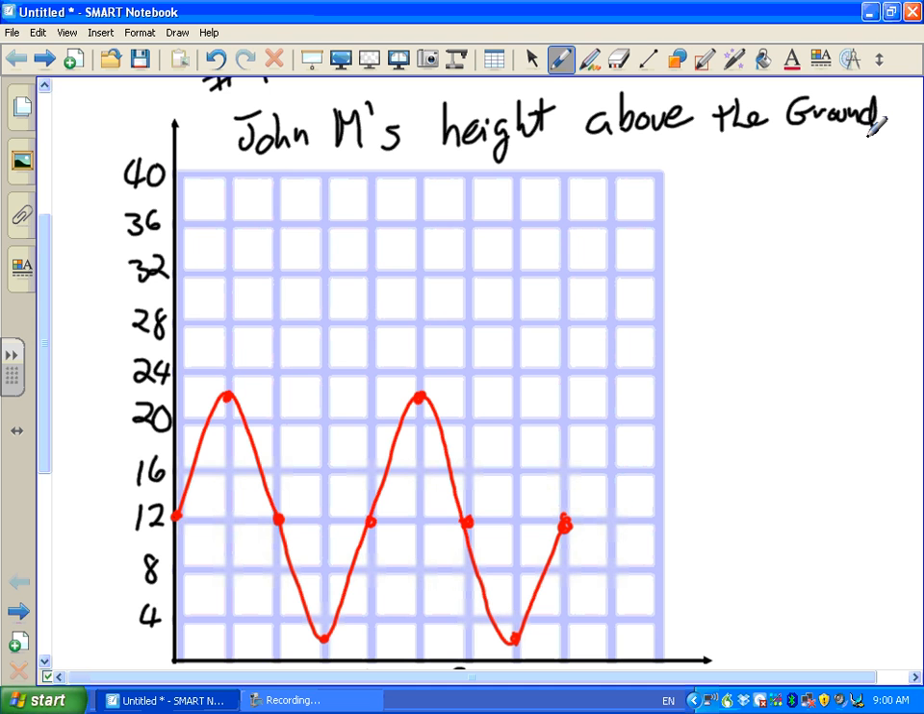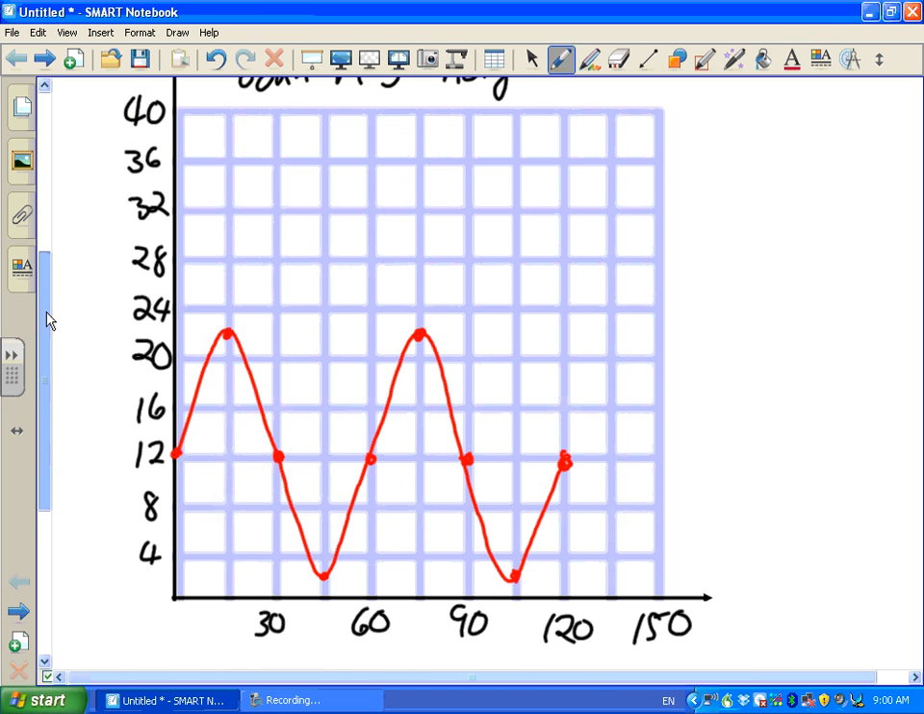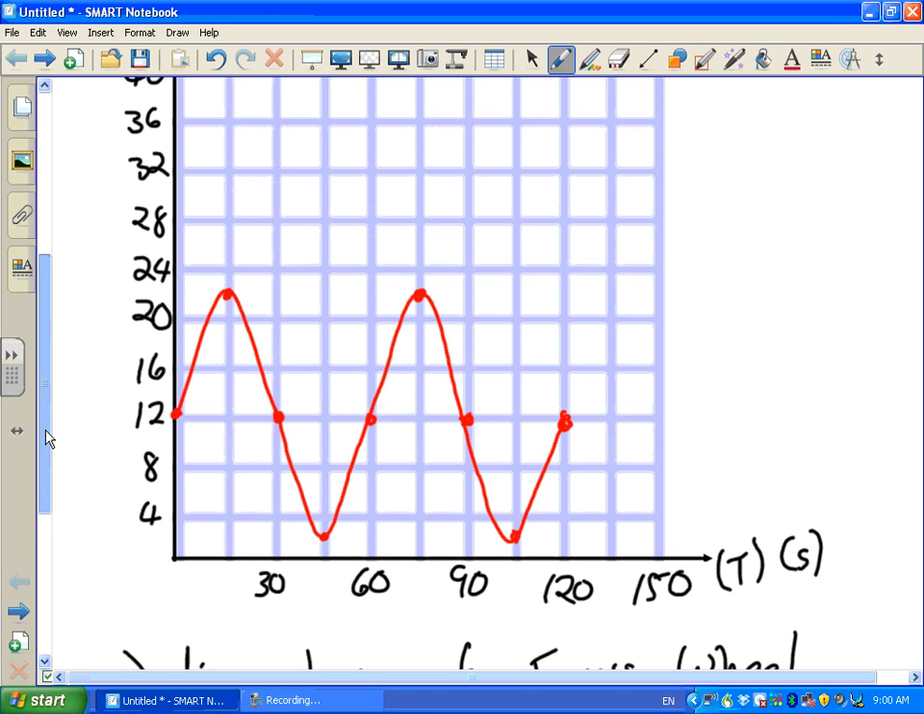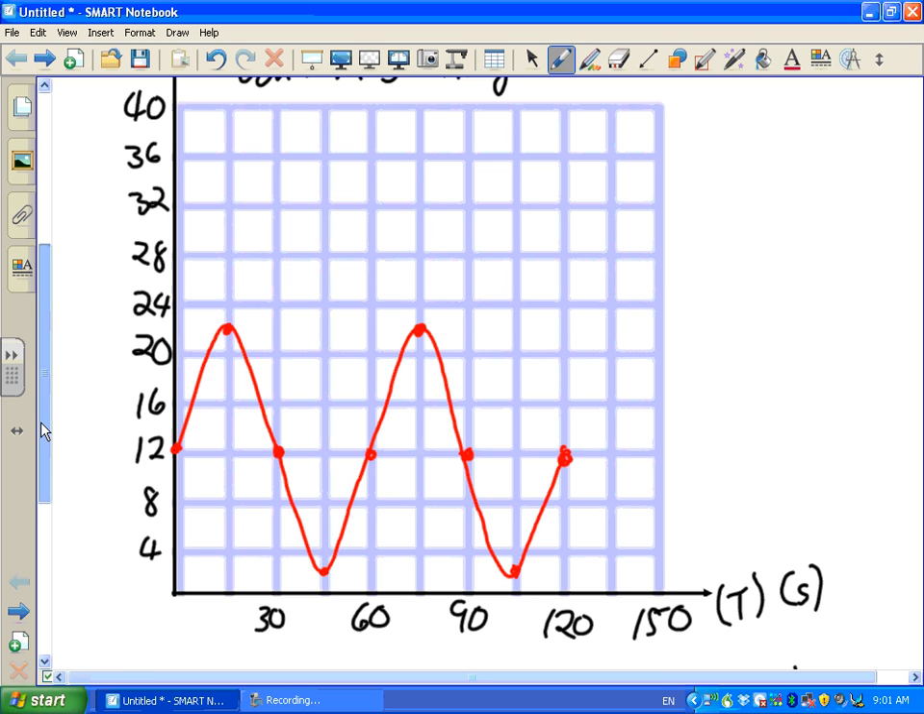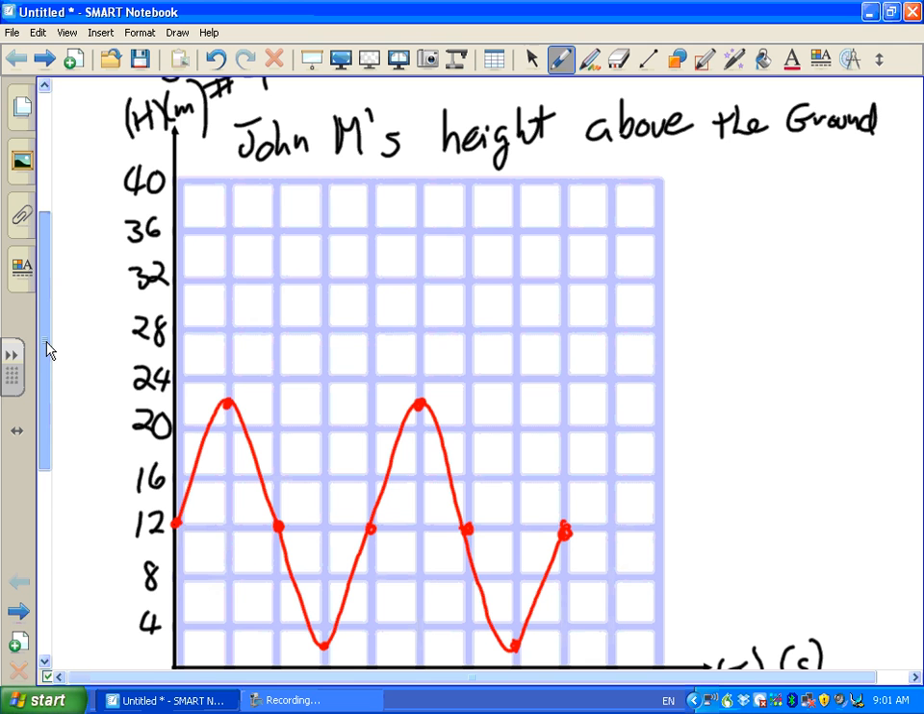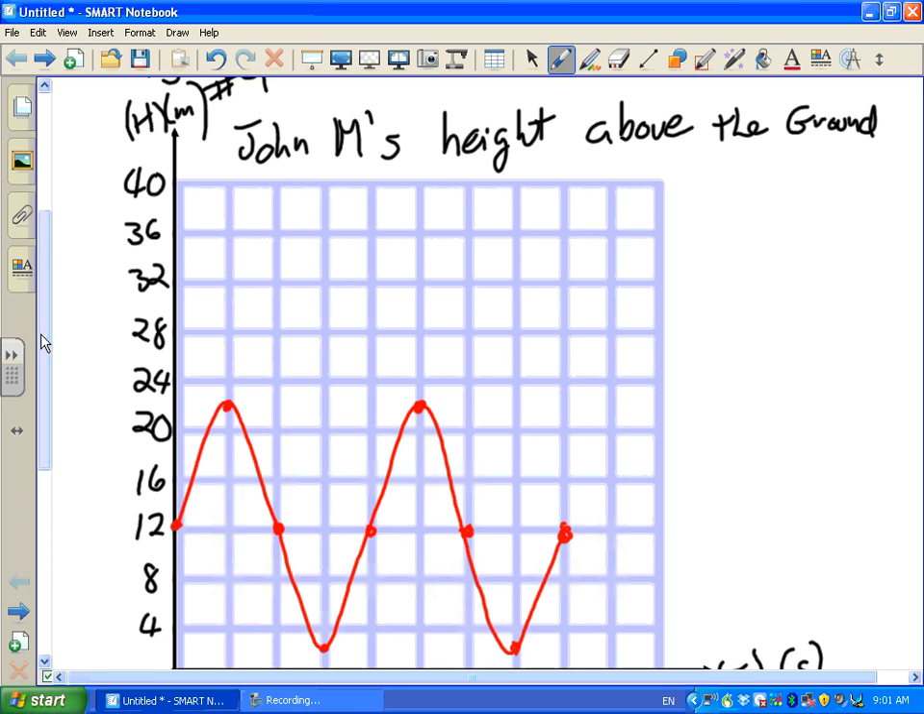It says the graph shows John's height above the ground as a function of time. So our y-axis deals with height, and because it is a function of time, our x-axis deals with time in seconds. This is recorded in seconds, 30, 60, 90, 120, and our height is in meters. We've duplicated the graph they have in the textbook, and the very first question says, what is the diameter of the Ferris wheel?